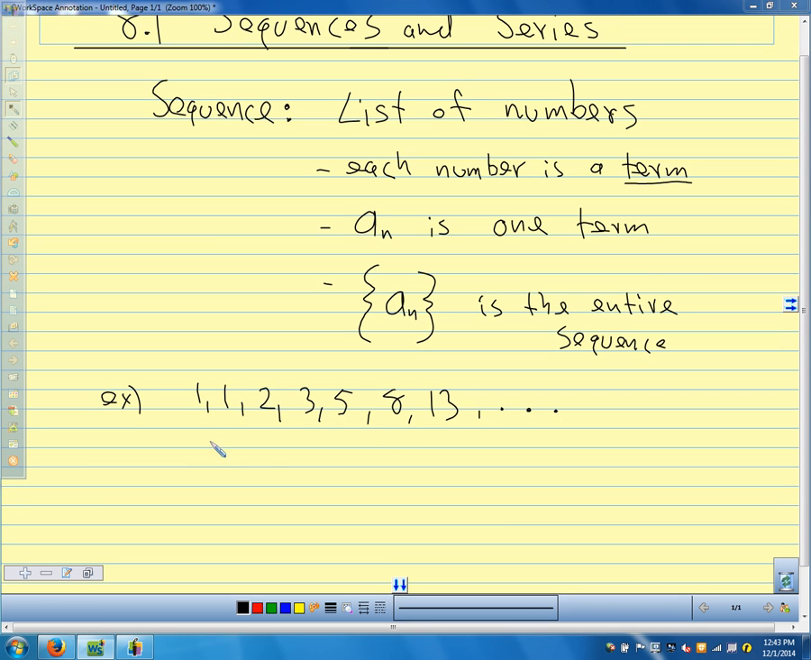So this would be an example, and this would be a sub 1, a sub 2, a sub 3, a sub 4, dot, dot, dot. So a sub 1 would be 1, a sub 2 would be 1, a sub 3 would be 2, etc., etc. And then if we put a sub n in braces, we'd be talking about the entire Fibonacci sequence, all the numbers. All right, we're good with what a sequence is.